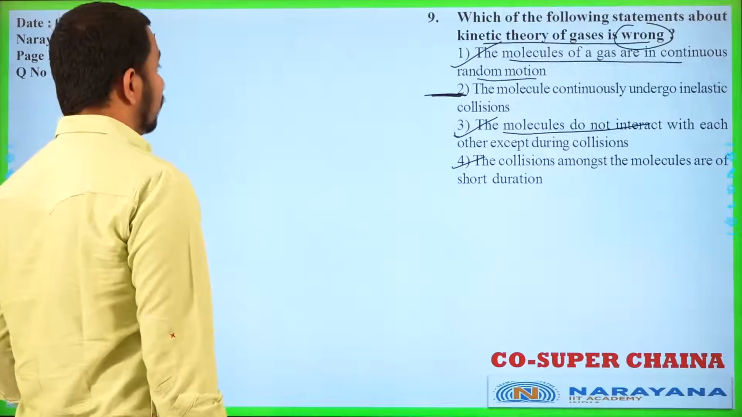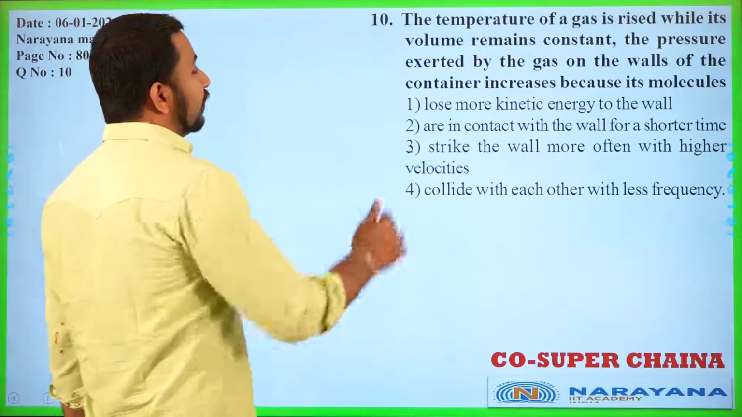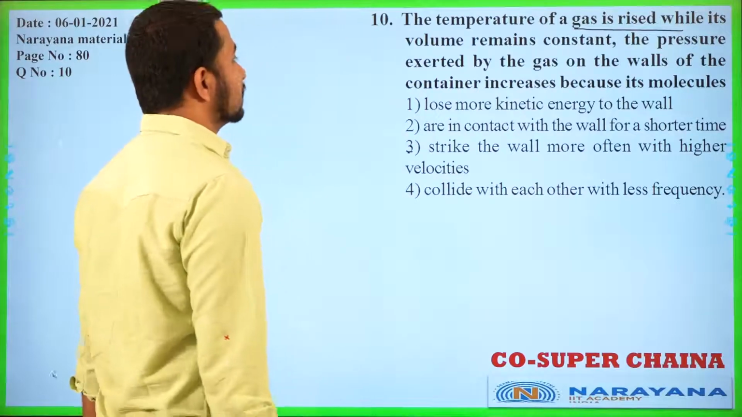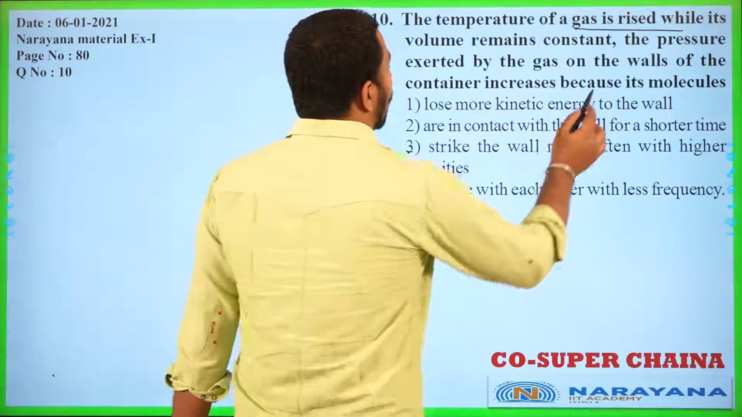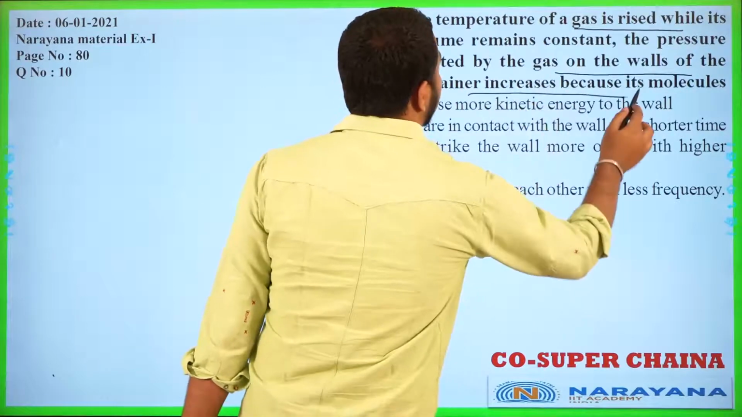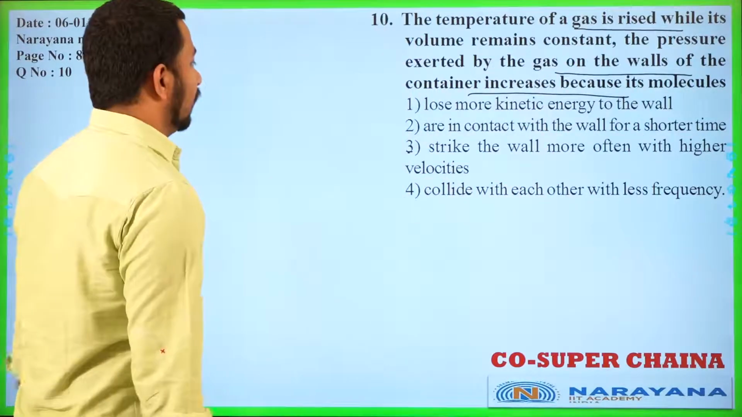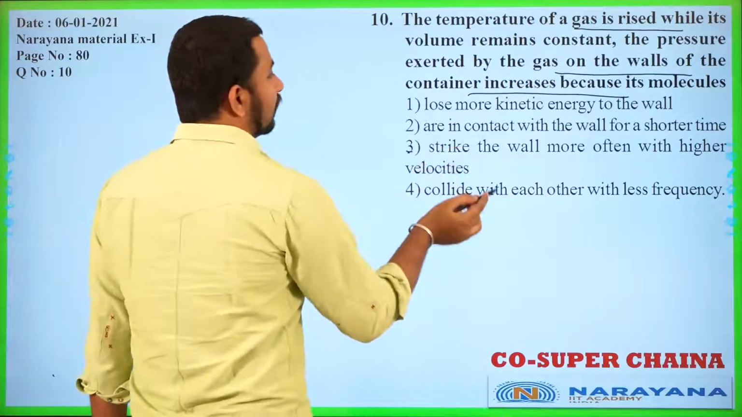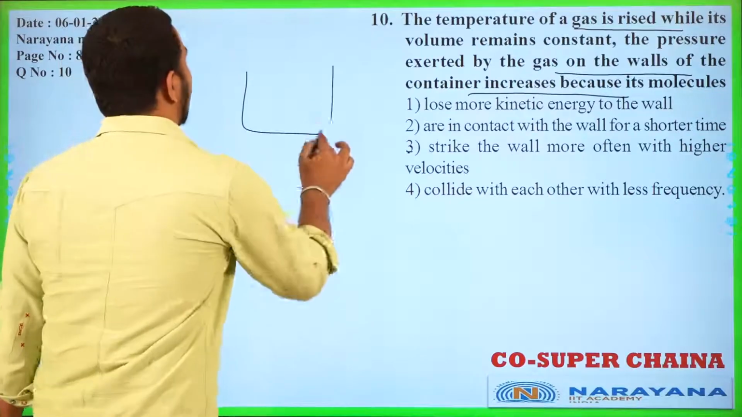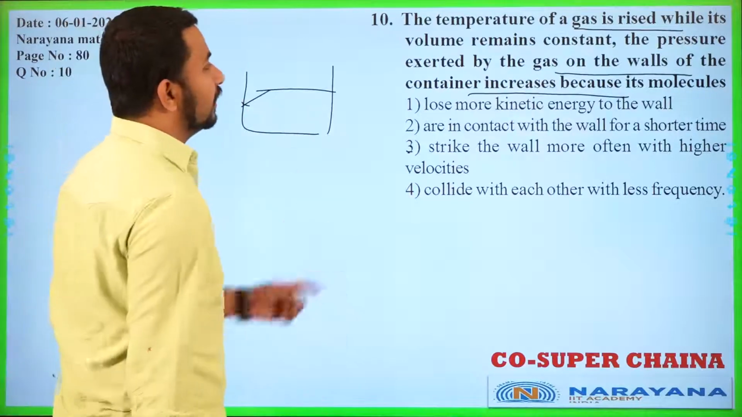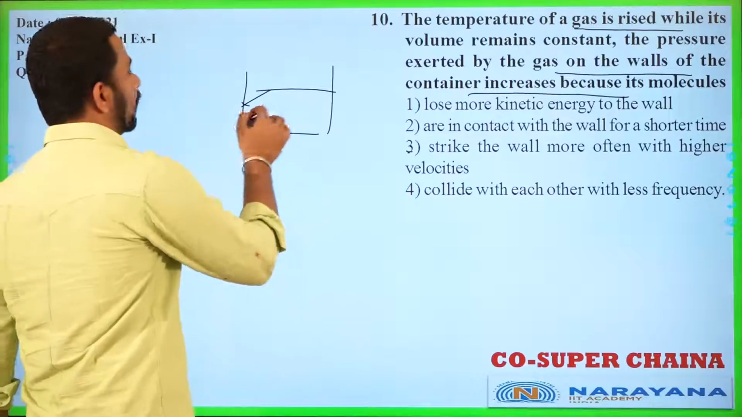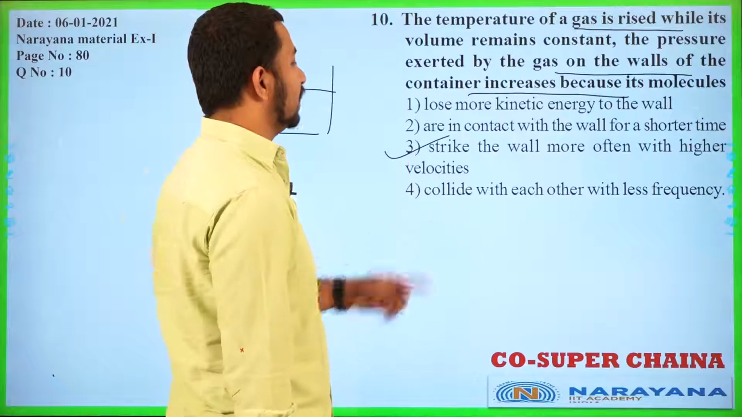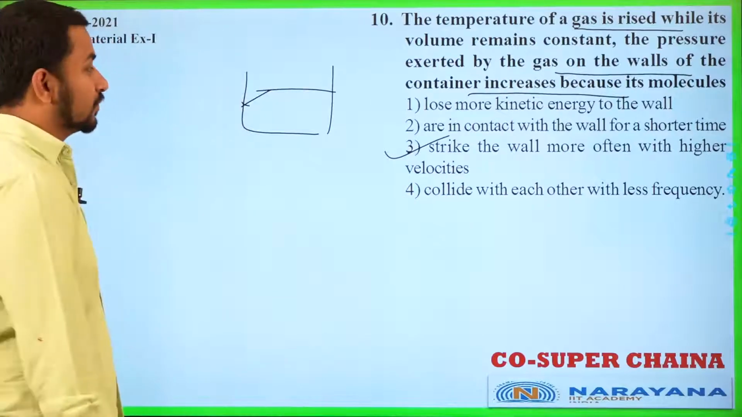Okay, we have done this, right? The temperature of a gas is raised while the volume remains constant. The pressure exerted by the gas on the wall of the container increases, obviously, because they will strike the walls more often. As we are increasing the temperature, the Brownian motion will increase, and they will strike the wall more often. So that will be the answer of this question.